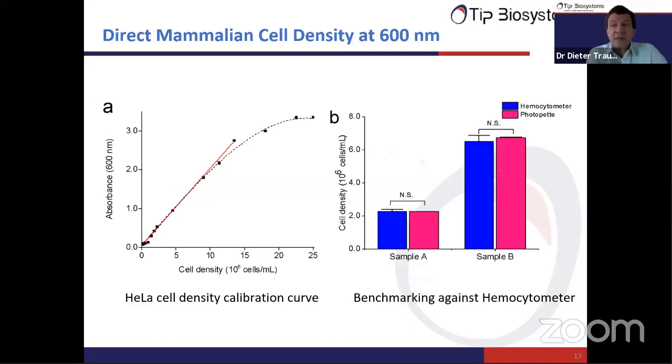Okay, let me give you some examples of measurements and applications that you could do. Here's one example, measuring mammalian cell density at 600 nanometer. And this is a cell line called HeLa cells. They are very popular, used in research. And we have actually calibrated our device, Photopette cell, with many different cell lines, so you do not need to do your own calibration. There are inbuilt calibrations in this instrument.